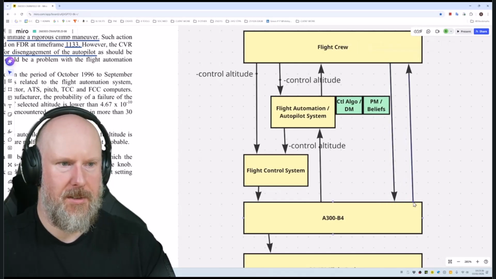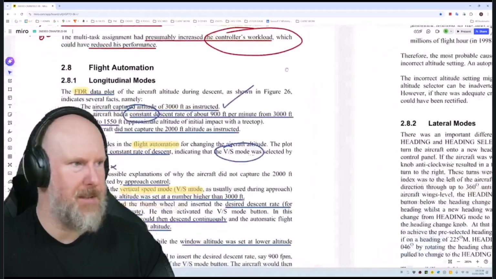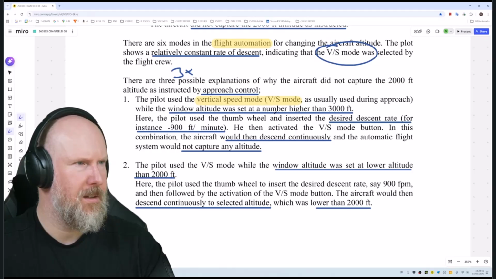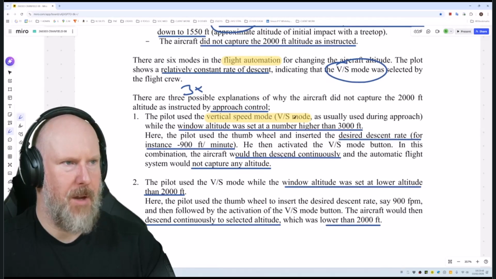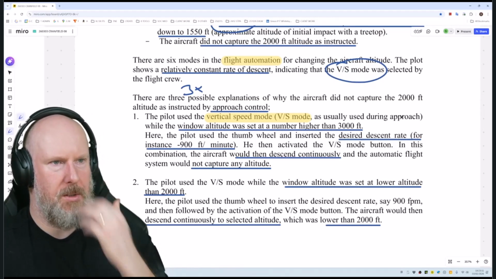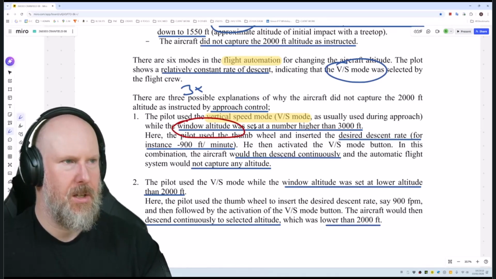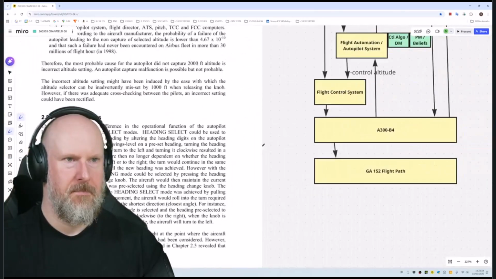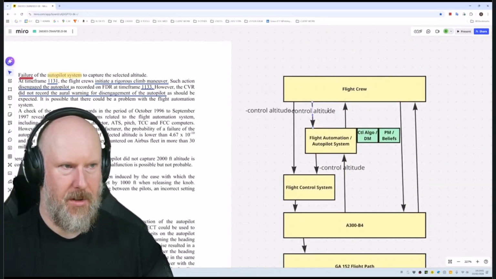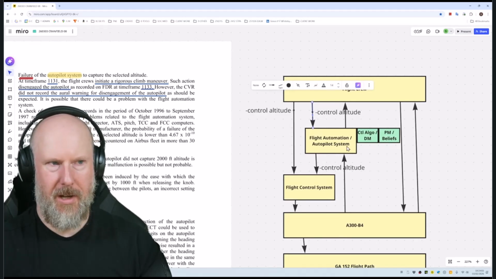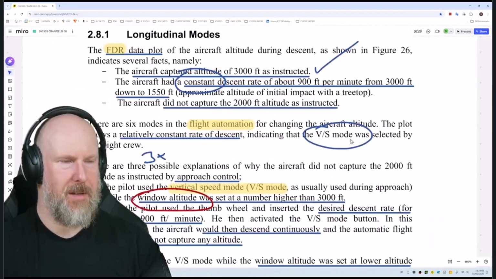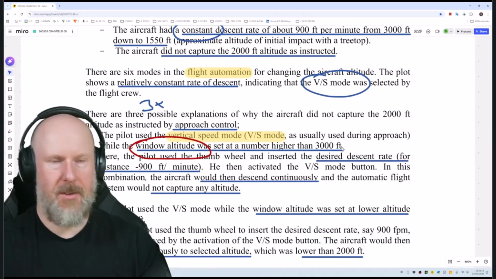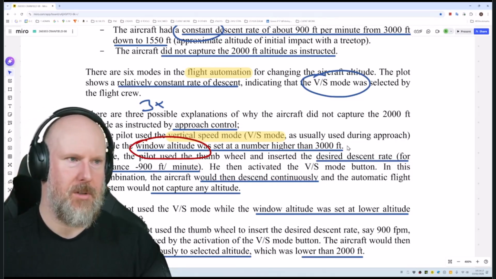So if the process model is, you need to control the speed based on that 3,000 feet. Let's just get my pen. So vertical speed mode, as usual, is used during approach, while the window altitude was set at a number higher than 3,000 feet. So the pilot has provided a control action to the autopilot that says you need to use vertical speed mode, and the window altitude was set at a number higher than 3,000 feet. So it's higher than what the aircraft currently is.